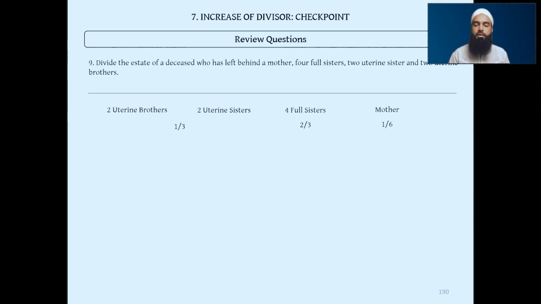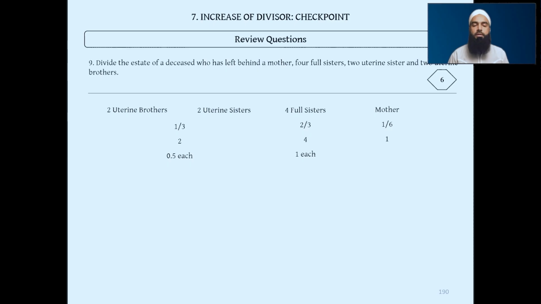So we just use the bigger denominator, the 6, to make the divisor. Mother gets 1/6, which is 1. The full sisters, 2/3 of that get 4. And the uterine siblings here get 1/3 of that, which is 2. Firstly, 4 full sisters get 1 each, and the uterine siblings, the 1/3 of that, which is 2. So we total that up. They're going to get 0.5 each.